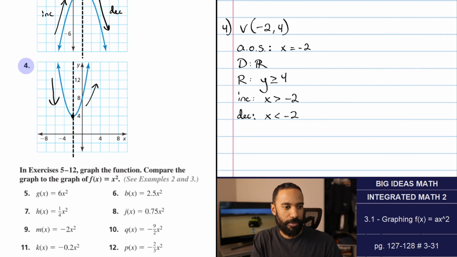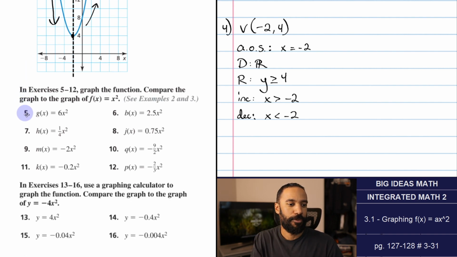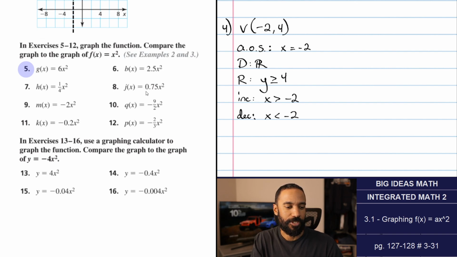So that is our description of the behavior on 3 and 4. Nothing to graph, no equations to write, definitely nothing to solve, and that ends up being it. All right, we have 5 through 12, where we are going to be doing some graphs. So, they ask us to use a graphing calculator next. I did not anticipate that. We'll see what we do from there.